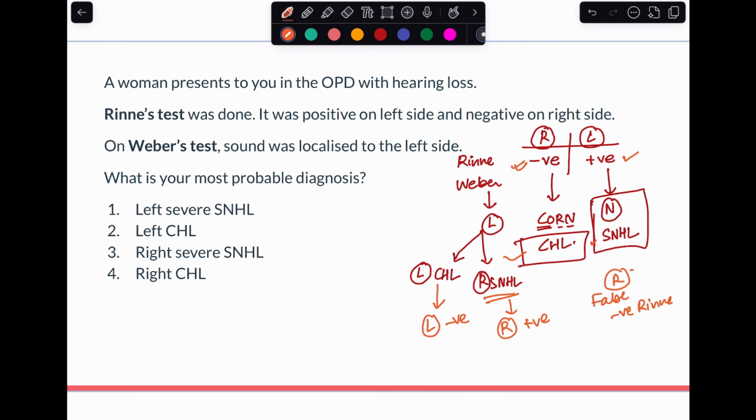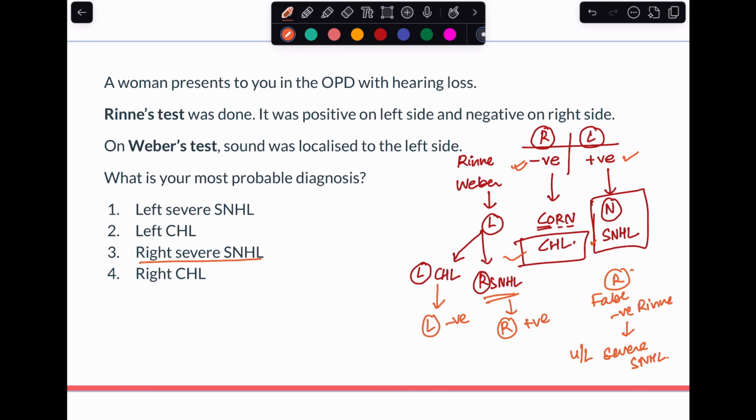What does this mean? Where do you see false negative Rinne? We see false negative Rinne when there is a unilateral severe sensorineural hearing loss. That means our answer over here is right severe sensorineural hearing loss.